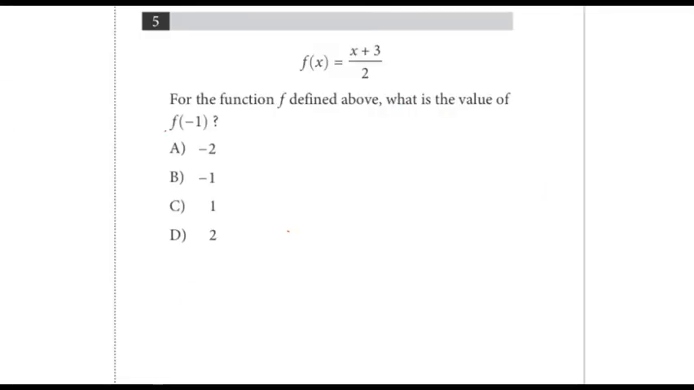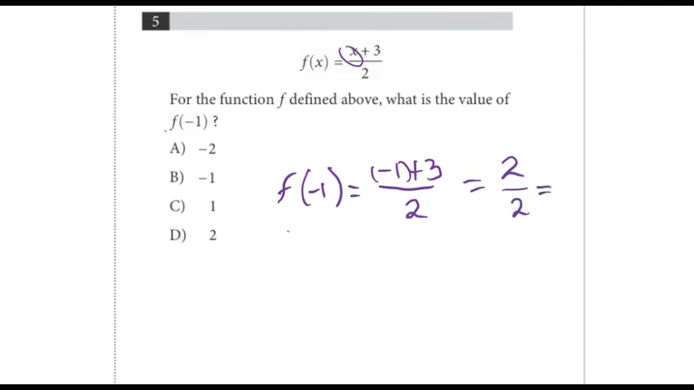Number 5. For the function f defined above, what is the value of f of negative 1? Just plug in the negative 1 for every place you see x in the equation. So f of negative 1 is how it's said. F of negative 1 equals negative 1, just replacing that for the x in the equation here, plus 3 over 2. Negative 1 plus 3 equals 2 over 2, which equals 1.